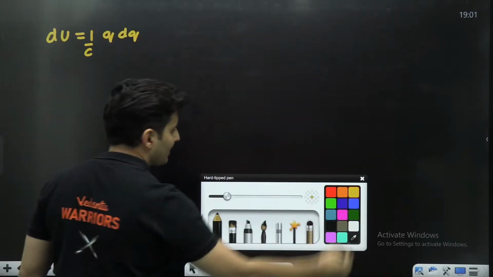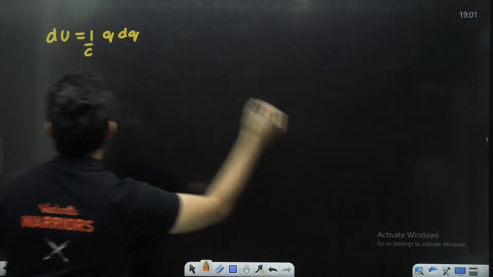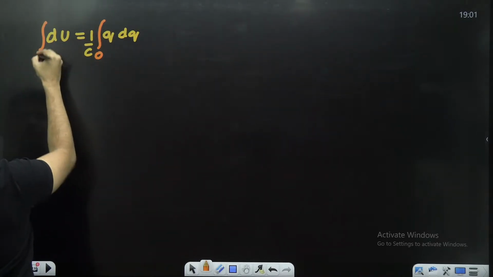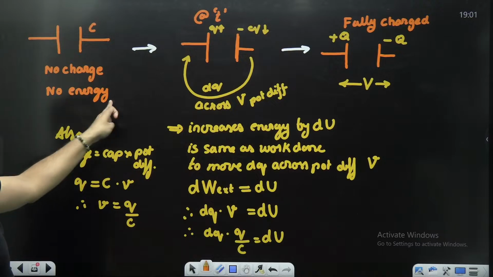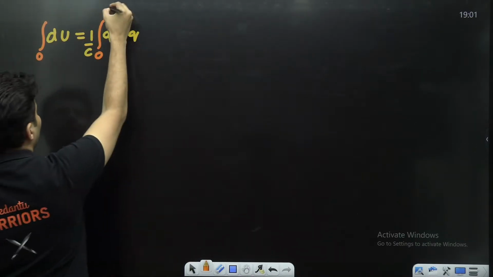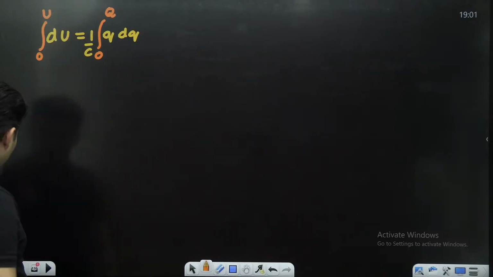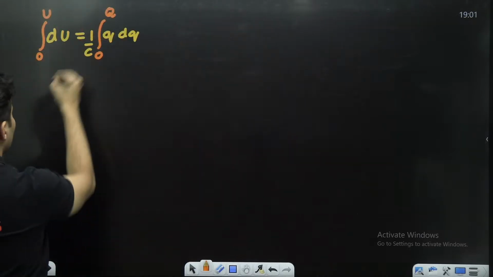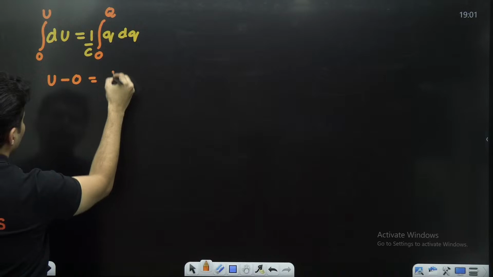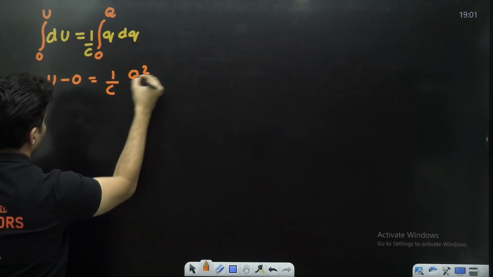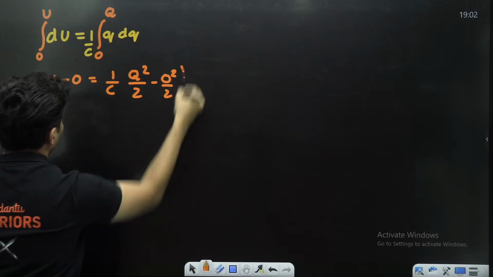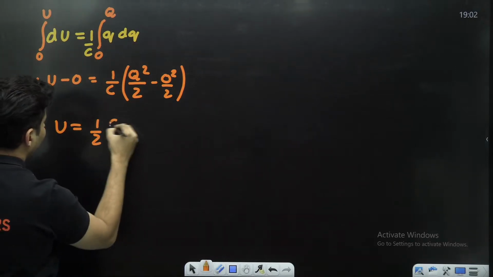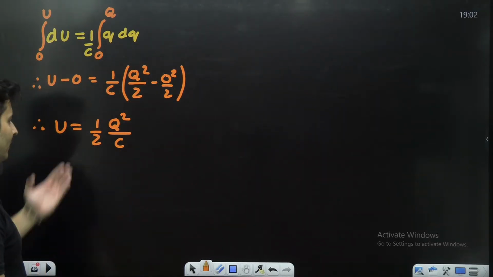I know what should be my next step. Obviously, integration. This is the constant. When there is no charge, there is no energy. How do I know that? Here. No charge, no energy. That is the lower limit. The upper limit is when there is full charge, there is full potential energy. When it is fully charged, there is final energy stored in that capacitor. So, U minus 0 will be 1 by C. This will become Q square by 2 minus 0 square by 2, substituting the limits. Therefore, what I get is U is equal to half Q square by C.